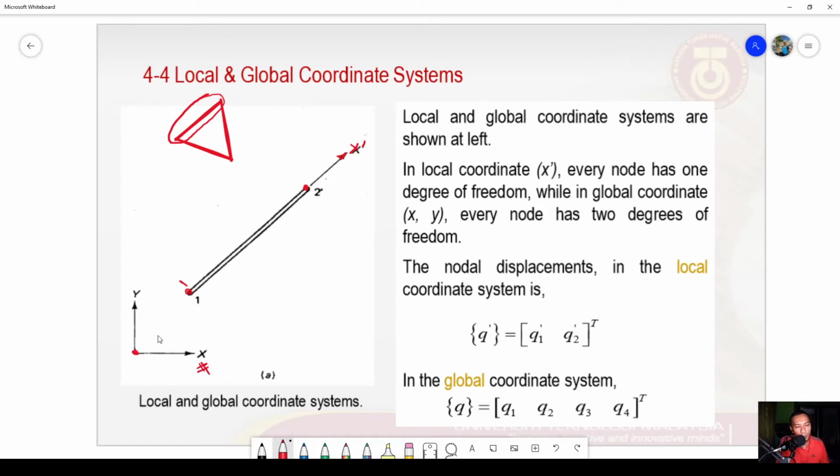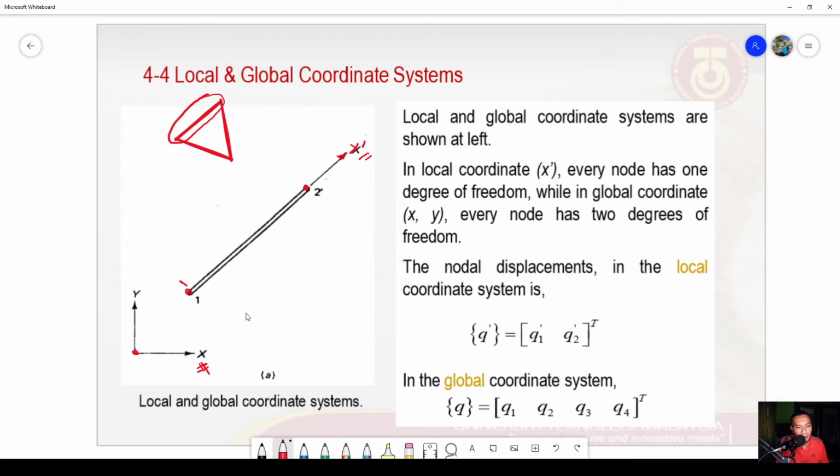And when we have defined the global coordinate system and also the local coordinate system as shown here, then we can start to relate these two coordinate systems from the local to the global, and we can do the translation as well from the global to the local coordinate systems.